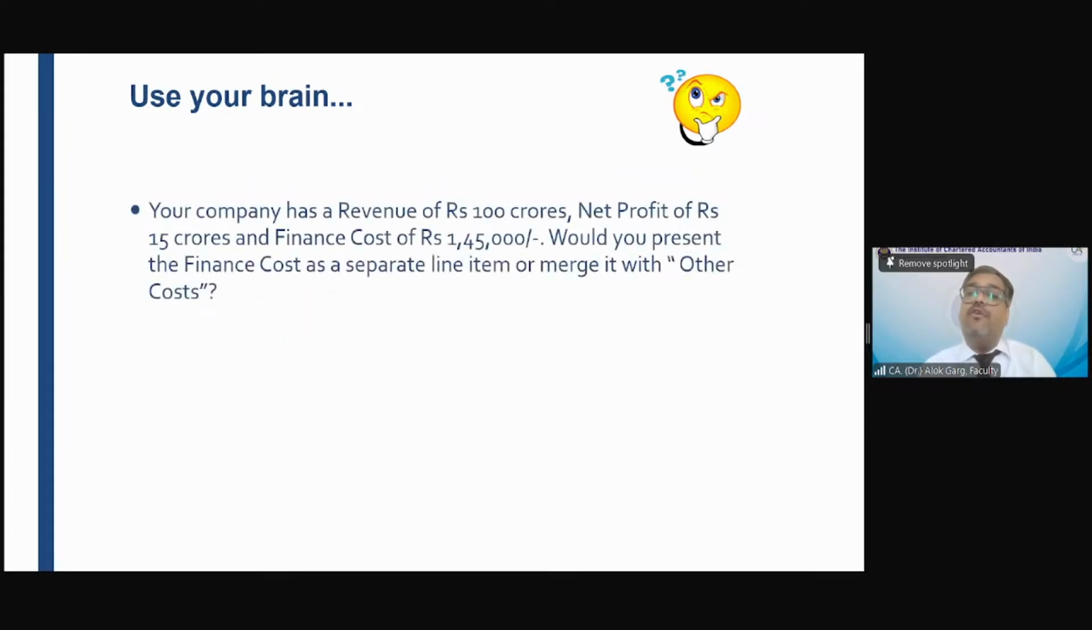Your company has a revenue of 100 crores, net profit of 15 crores, and finance cost of 1,45,000. Would you present the finance cost as a separate line item or merge it with other cost? Ind AS 1 says that finance cost has to be a minimum line item on the face of the P&L. The revenue is 100 crores, but the finance cost is only 1,45,000. And for example, this company is rounding off the numbers in crores. So would you write 0.145 or 0.15 on the face of the P&L? Amount is there, although the amount is small, but the amount is there.